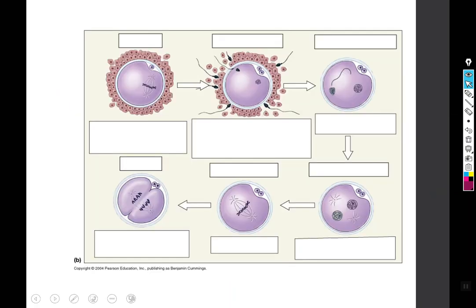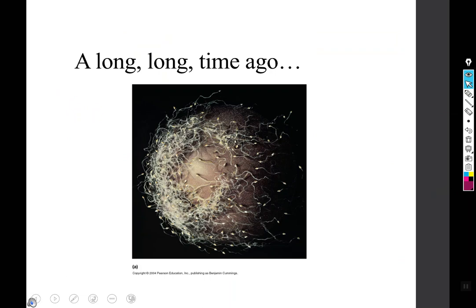Oopsie, I want to go back. So, a long time ago, you were an ovum and a sperm. And eventually, those 2 cells would meet at the moment of fertilization. And after that, we have the first cell of a new individual. So the first cell of a new individual is called the zygote.